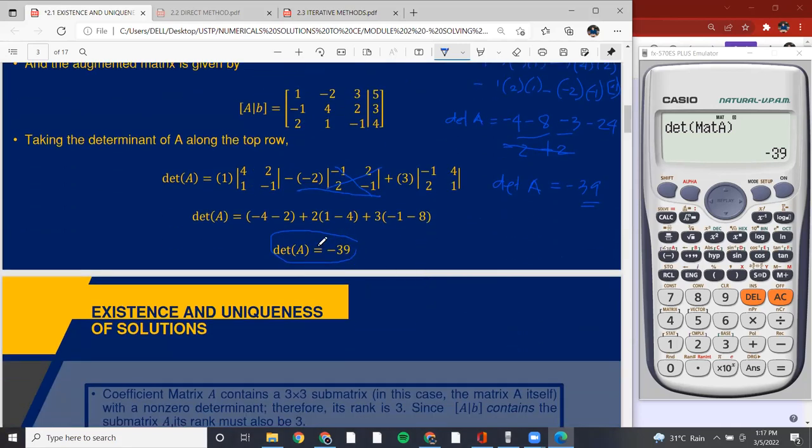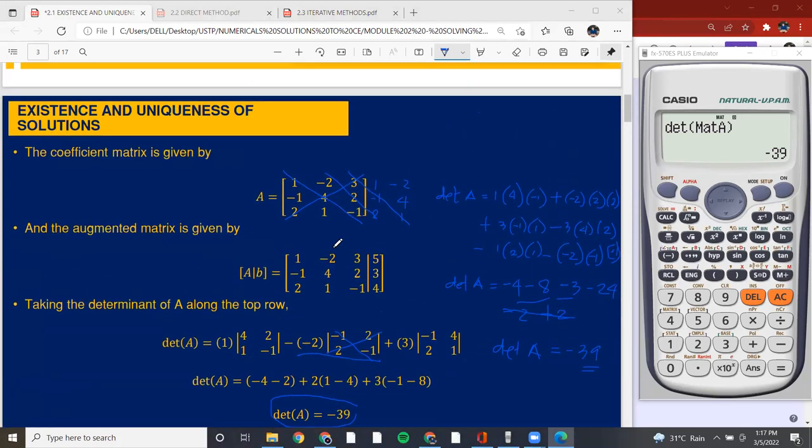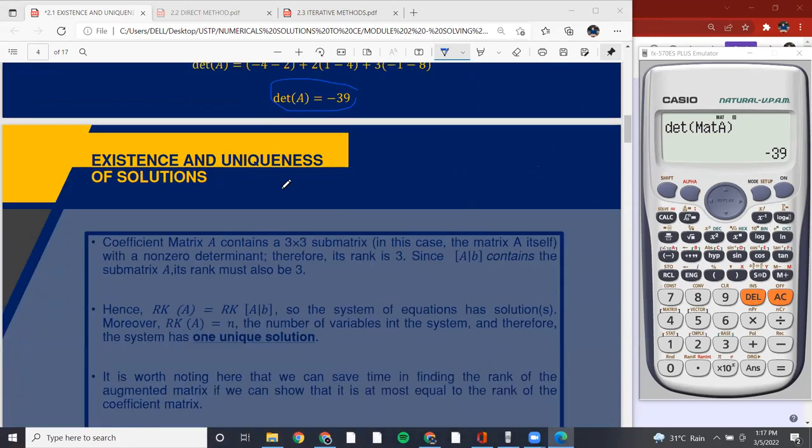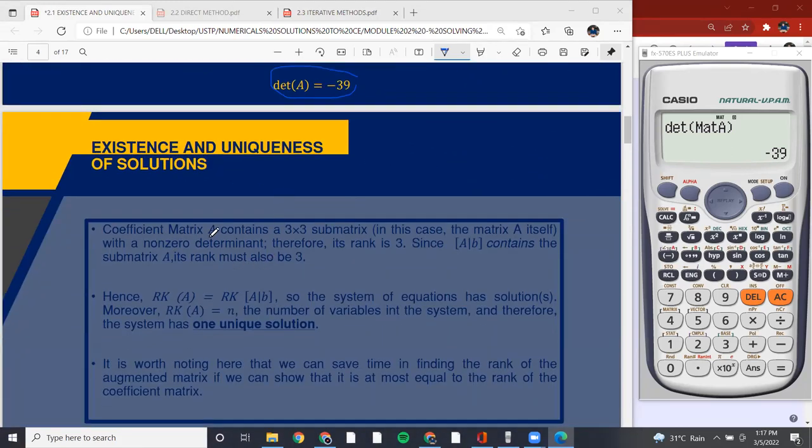Right now, in this previous topic on the rank of a matrix, since the rank of matrix A is not 0, therefore its rank is 3. Now the coefficient matrix A contains a 3 by 3 submatrix. In this case, the matrix A itself, with a non-zero determinant. Therefore, its rank is 3.